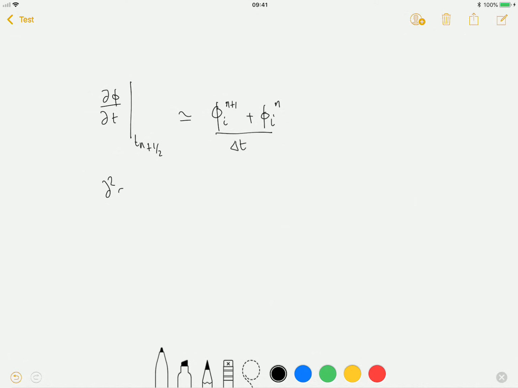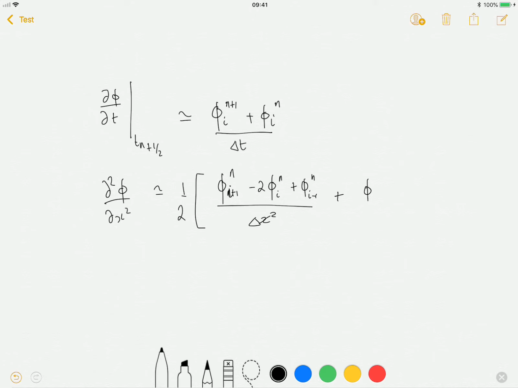Alright, so ∂²φ/∂x² can be approximated by a half multiplied by (φ_(i+1)^n minus 2φ_i^n plus φ_(i-1)^n) divided by Δx squared, plus (φ_(i+1)^(n+1) minus 2φ_i^(n+1) plus φ_(i-1)^(n+1)) divided by Δx squared.